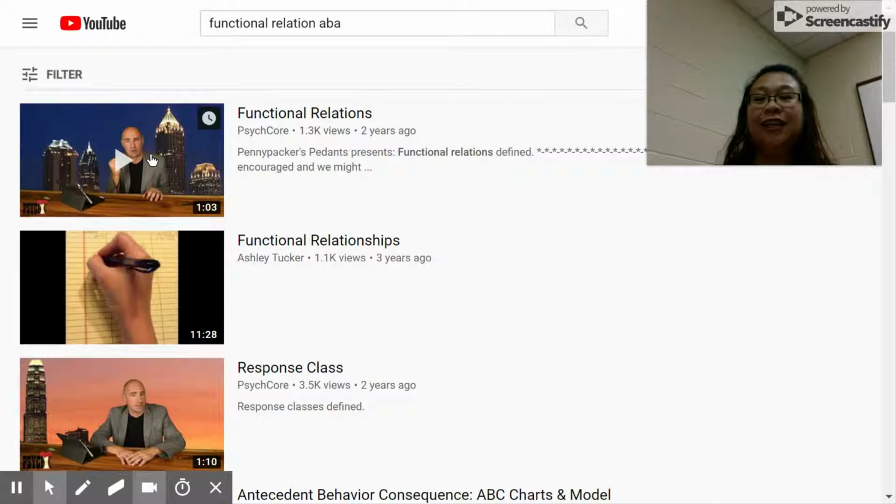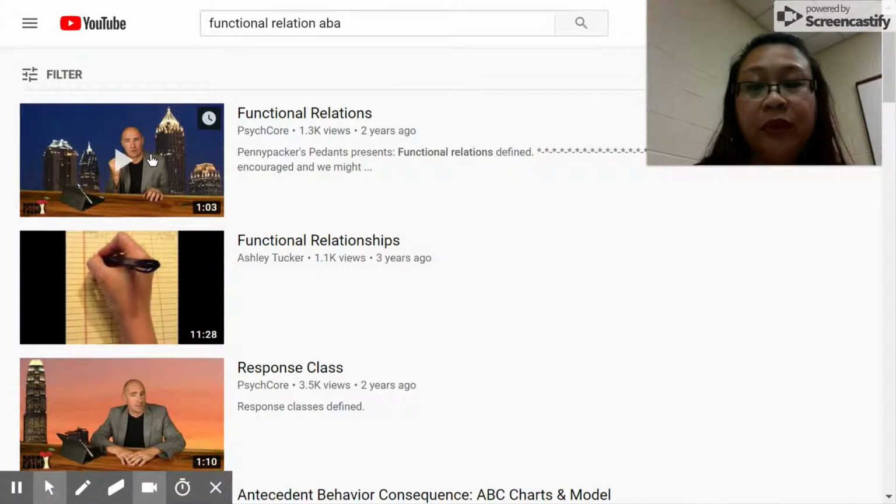So here is the ABA definition of functional relation: it is the relation between the behavior and its environment. An example is how a person's behavior changes the world around him or her, and how those changes affect the future likelihood of that same behavior.